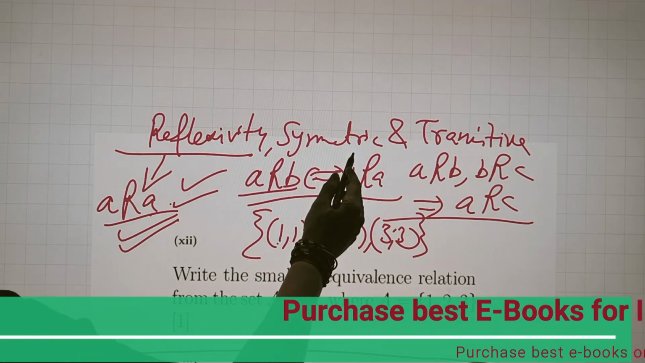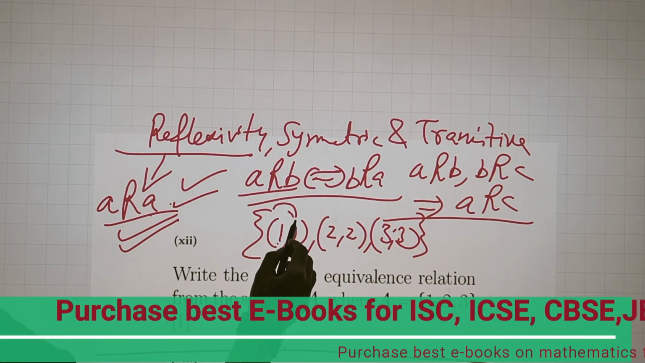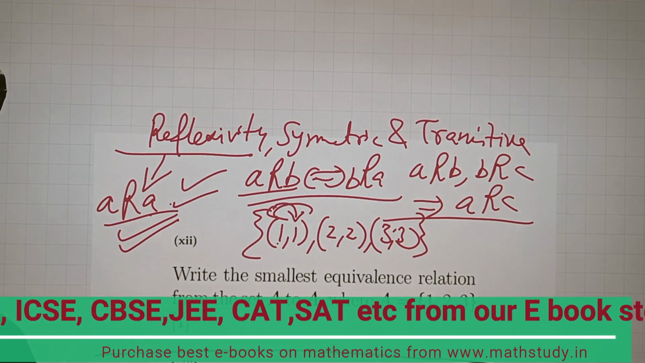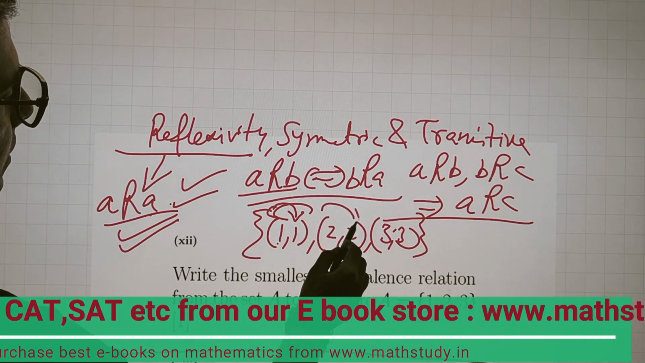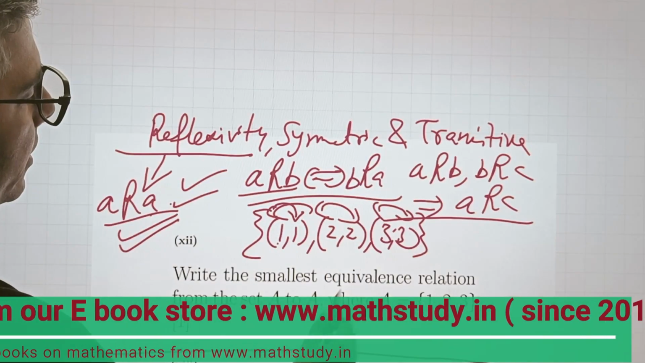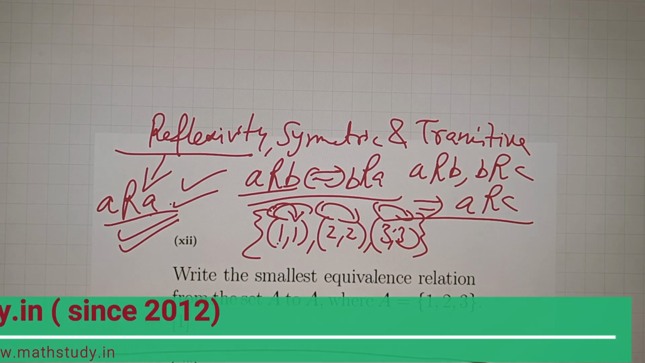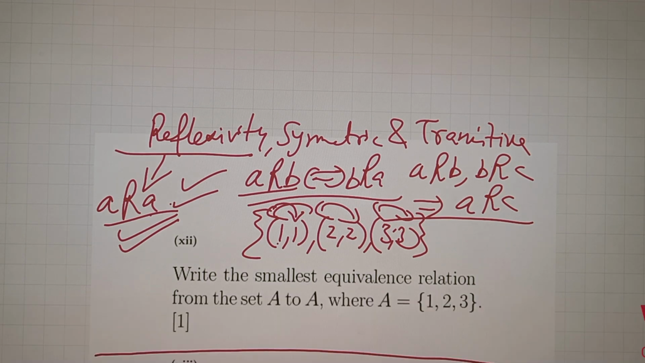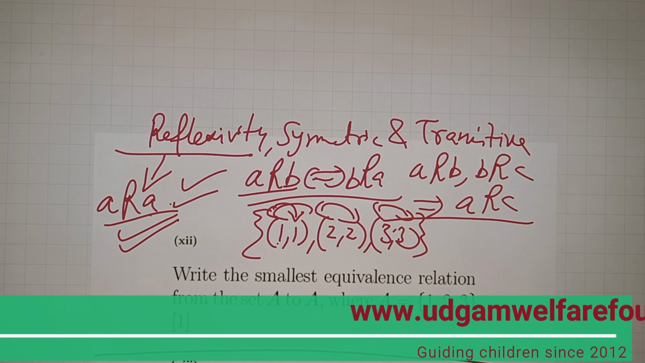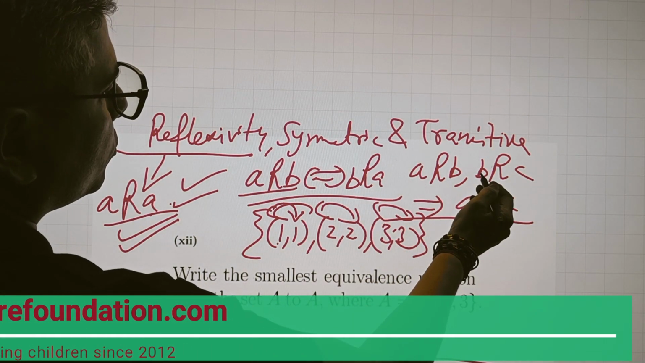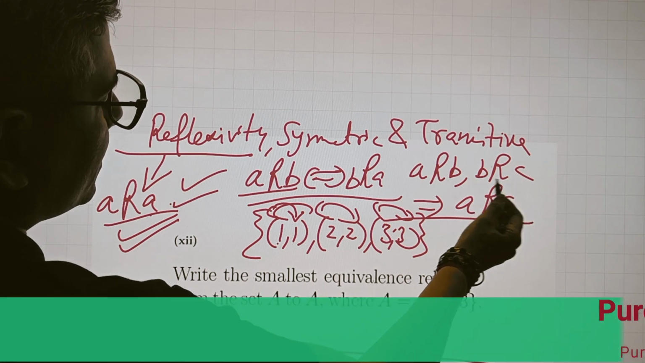Now if we talk about symmetry, 1 is related to 1, that is A related to B. Similarly 1 is related to 1 itself. Similarly we can see these two elements here. Now if we check transitivity, here A is related to B, that means 1 is related to 1 in the first pair. Here B is related to C, so B is also 1 and C is also 1.